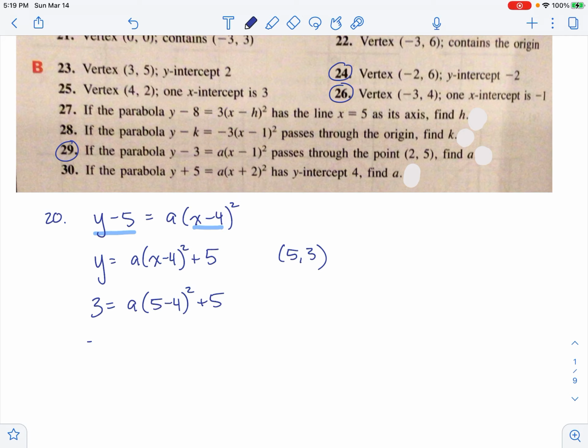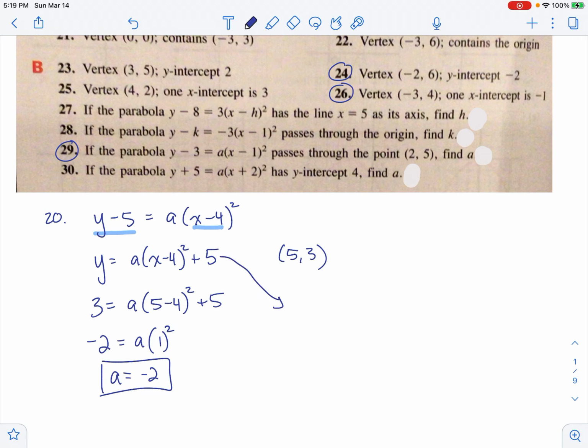First, I'm going to minus my 5 over to the left-hand side. You do not need to FOIL all out because I know what 5 minus 4 is. It's just 1. I get 1 squared, which is just 1, and so I figured out now that a is equal to -2. For equations like this, you do not need to write it all out.